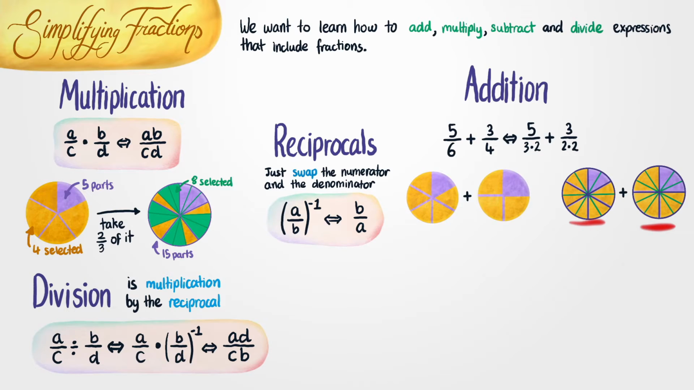In this case, we multiplied the 6 parts by 2 to give us 12 parts, and in this case we multiplied the 4 parts by 3 to give us 12 parts as well. Now I want you to notice that the exact same amount of pi is highlighted in both of these examples. So we haven't changed the amount of pi that we've got, but we've just changed the number of pieces that we've cut it up into. So initially we started off with 5 of 6 pieces and 3 of 4 pieces.